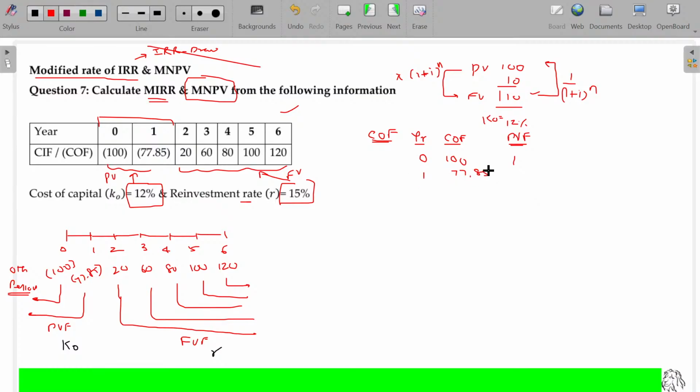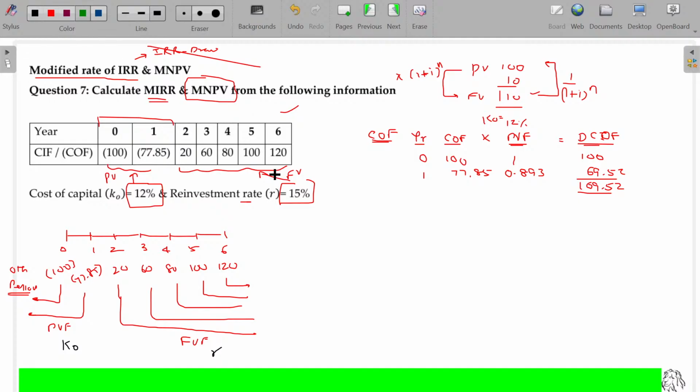For the first year, the 12% PV factor will be used, the value being 0.893. I can round this off. Now you multiply these two, then I'll get the discounted cash outflow. 100 in this case, and 69.52, the overall value being 169.52. This is the outflow. We got the outflow.